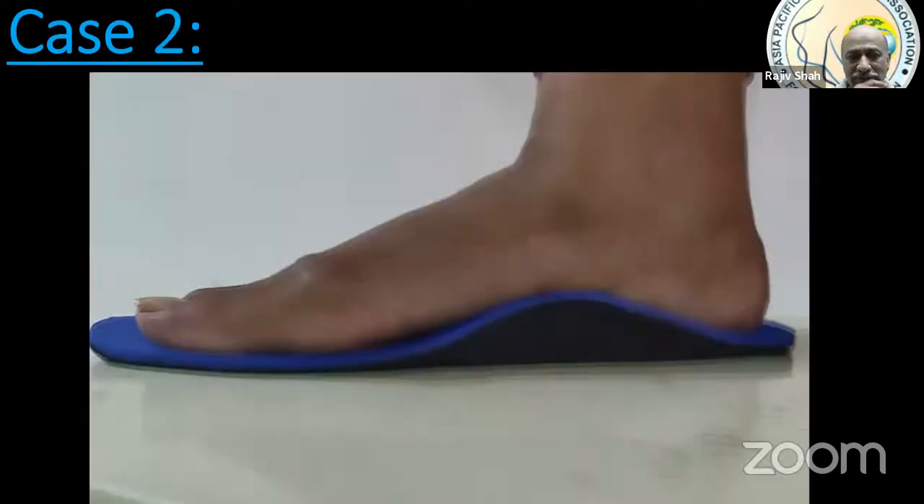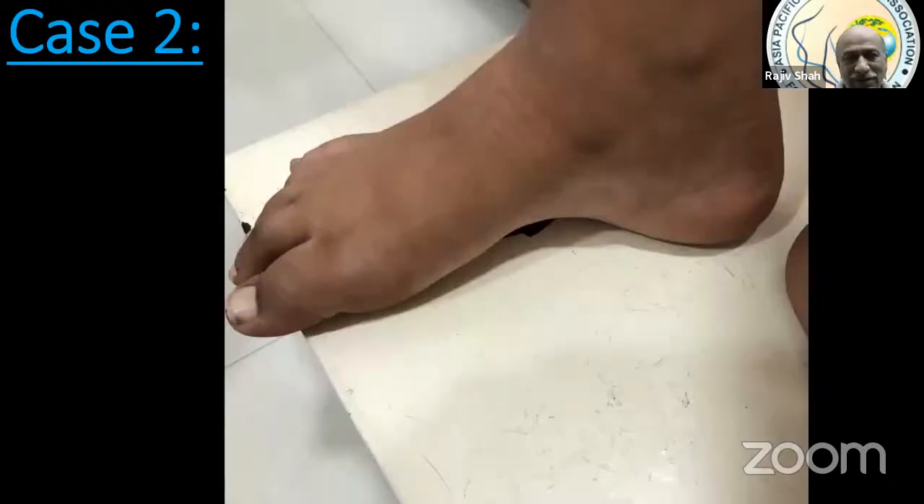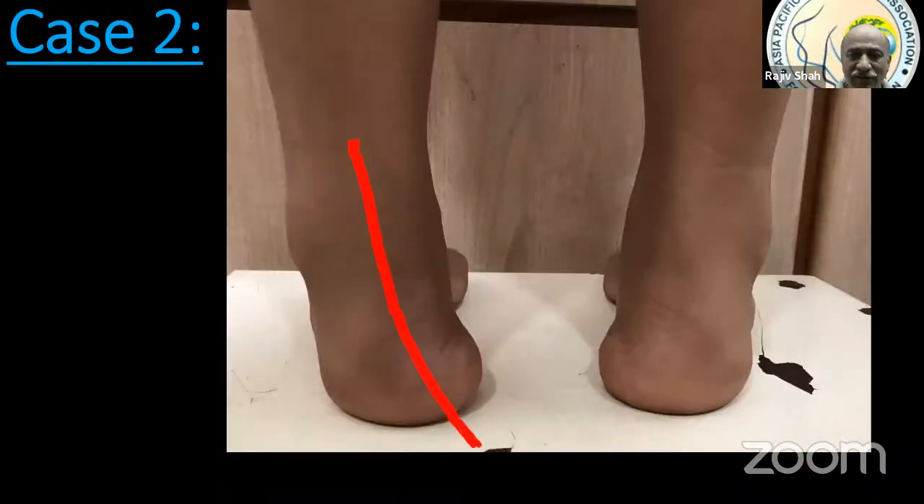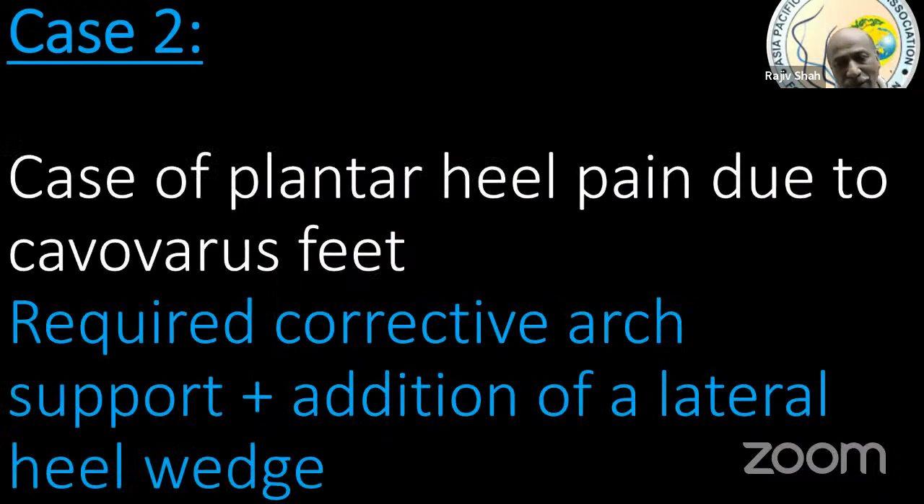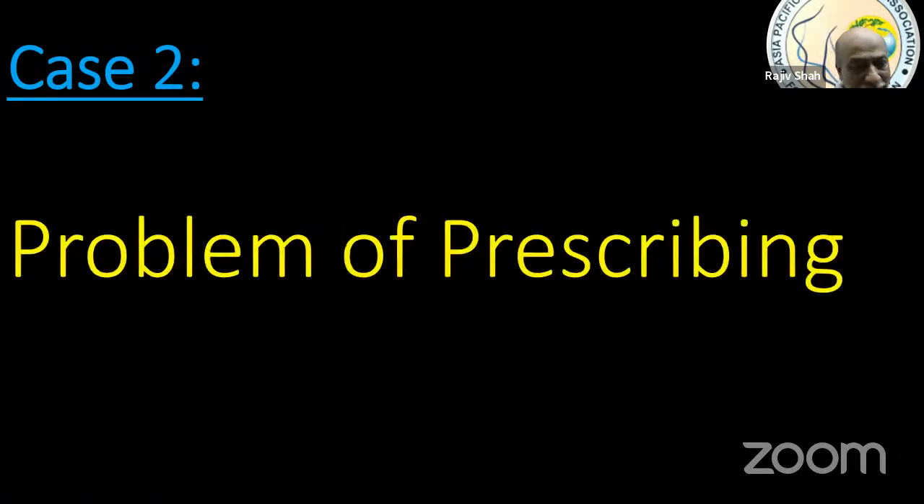So problem of evaluation. Now this was case number 2, where the doctor realized that okay, I'm going to give customized cushioned orthotics, but still this patient failed. Any guess what must have gone wrong? This is what has gone wrong. So there was a cavus foot with varus. So it was a case of plantar heel pain due to cavovarus foot, which required corrective arch support plus addition of a lateral heel wedge or lateral heel post, which was probably the problem of a prescription. So it was a wrong prescription.